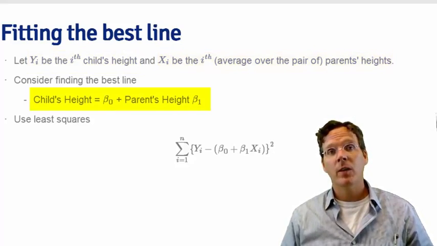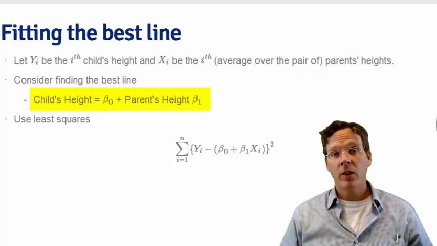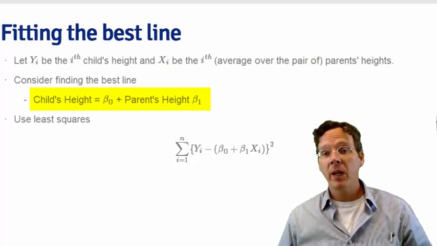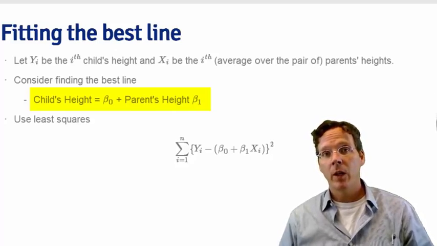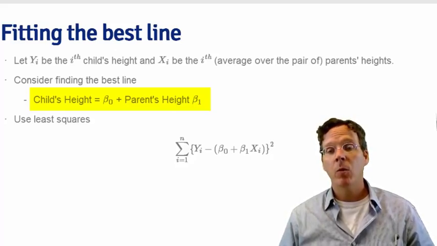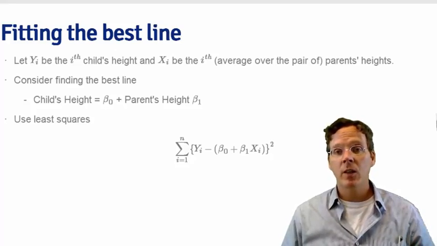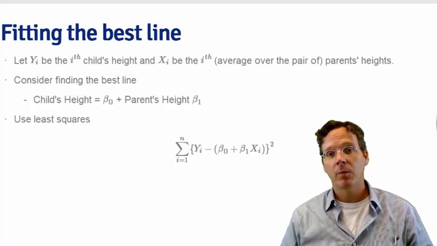Now we want to find the best line, where we want the line to look like child's height is an intercept, which we'll label beta naught, plus the parent's height times a slope, which we're going to label beta 1. So beta naught and beta 1 are parameters that we would like to know but that we don't know. Well, we need a criteria for the term best. We need to figure out what we mean by the best line that fits the data.